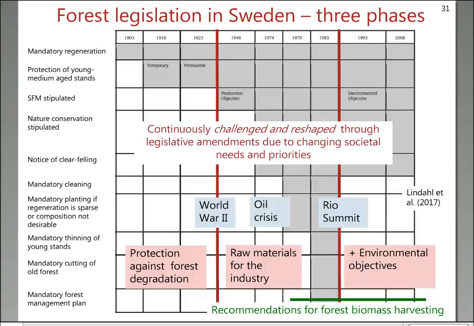And then the legislation enters a third phase, after the Rio Summit, where there is more focus on other environmental objectives, so biodiversity, water, soil, and so on. And during this period, we had the oil crisis, and the use of forest biomass for energy also took off, which led to the development of recommendations also for forest biomass harvesting, and for that to take place in a sustainable manner.